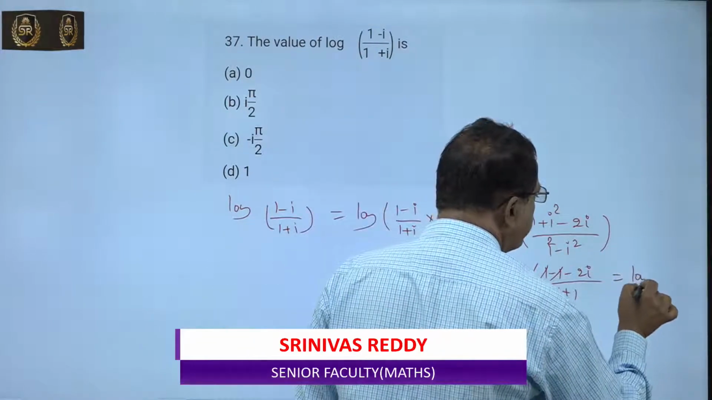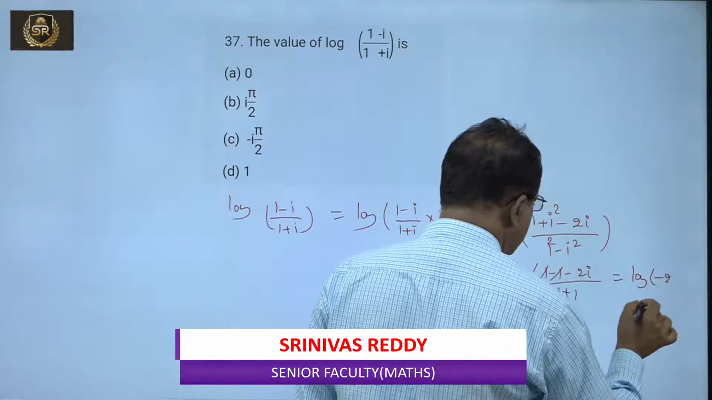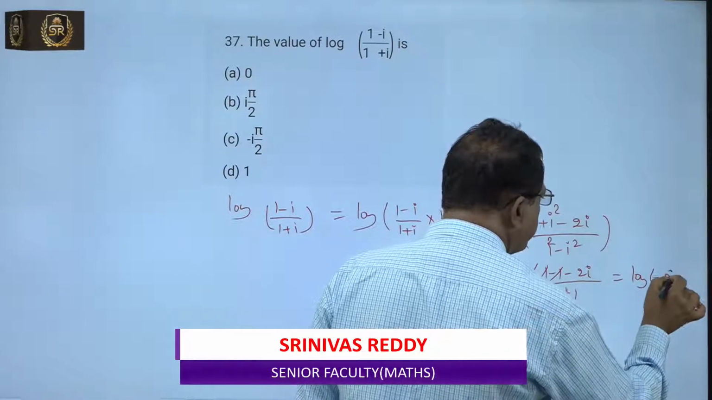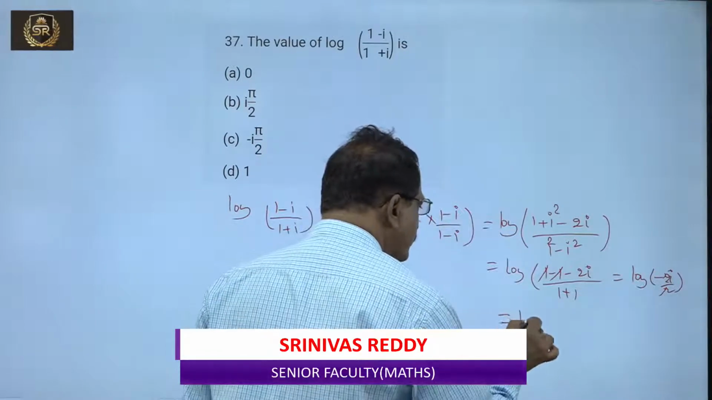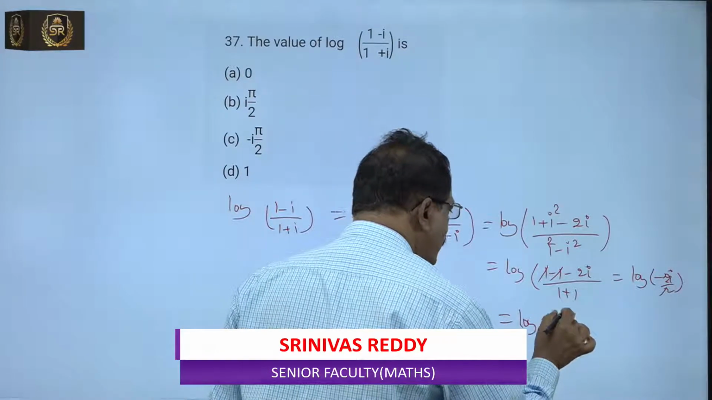That equals log of minus 2i by 2, the 2 gets cancelled, that equals log of minus i.